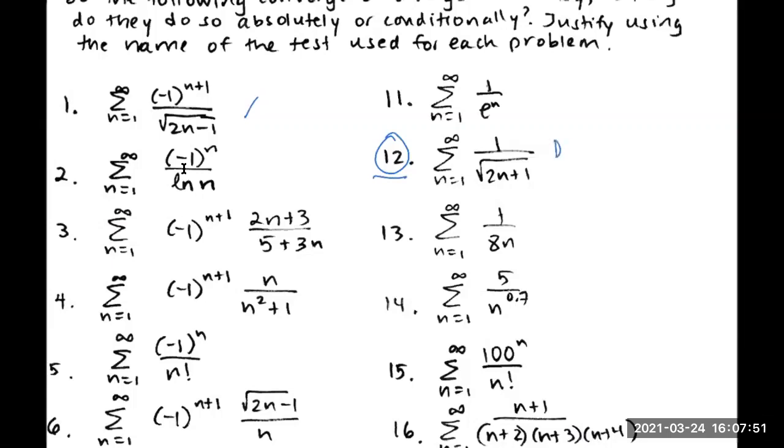This is just a comparison test. I would use LCT with 1/n to the 1/2. And because 1/n to the 1/2 diverges, 12 must diverge. And then discussion ends there. We don't have to discuss AST because it's not alternating at all. Does that make sense? Yeah, that makes a lot of sense.